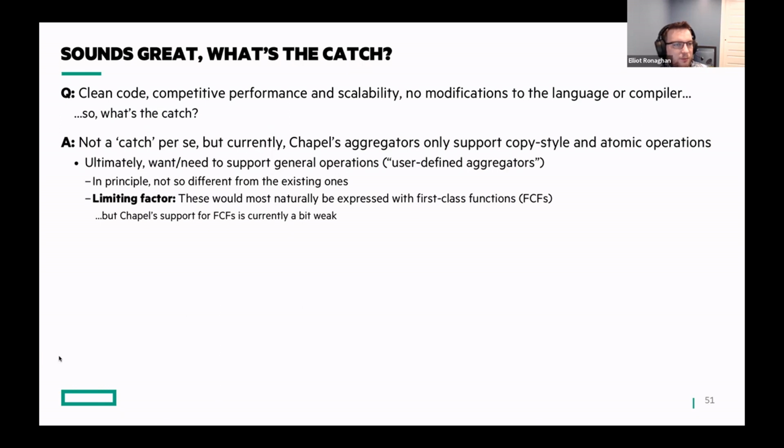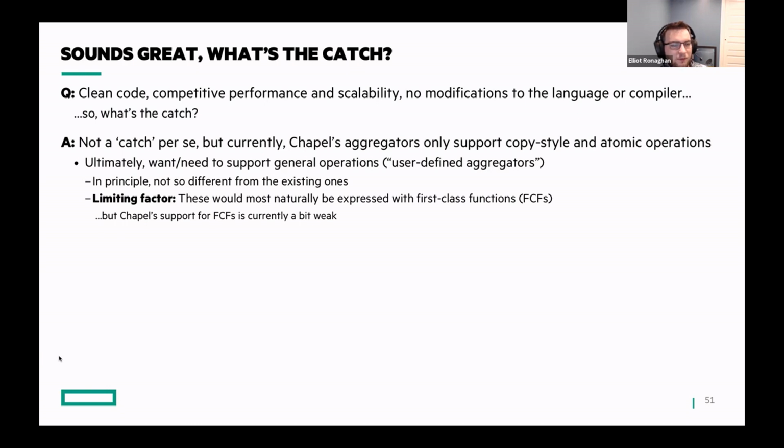And ultimately, you really want to be able to support general purpose or arbitrary user-defined aggregation. And in principle, it's really not that different from what we're doing today in terms of the underlying aggregator implementation. The thing that you really want in order to be able to have the user specify arbitrary ways to aggregate and then flush the operations is really first-class functions, though, and Chapel support for that is a bit weak. So for now, we really have the copy style and atomic operations in terms of built-in aggregators.